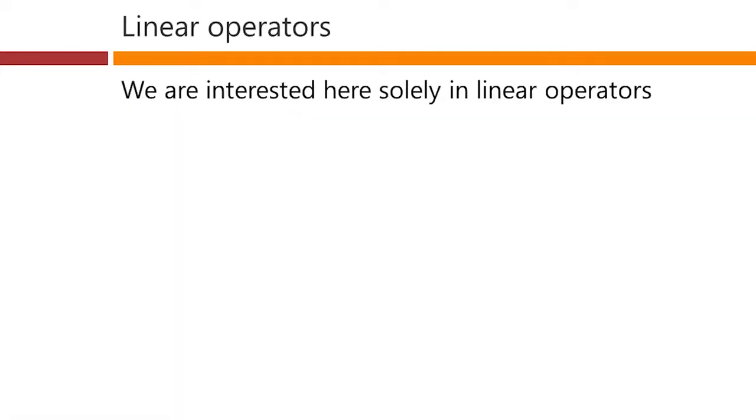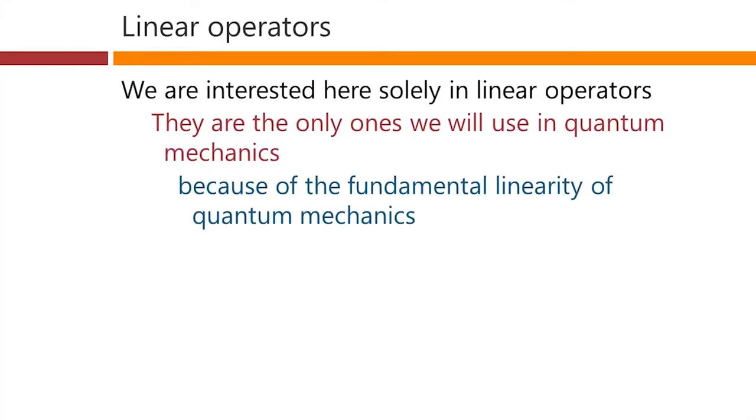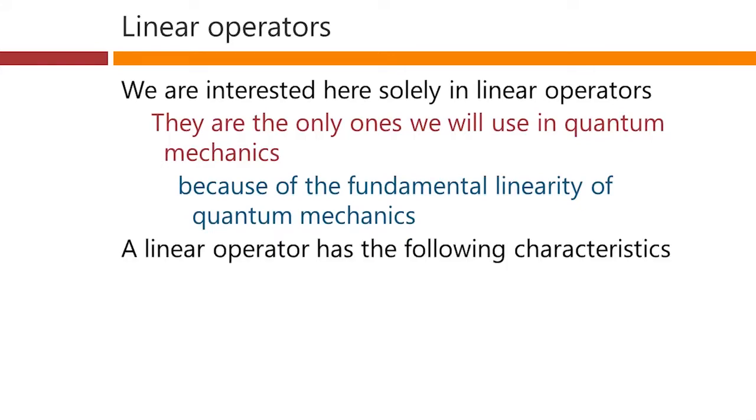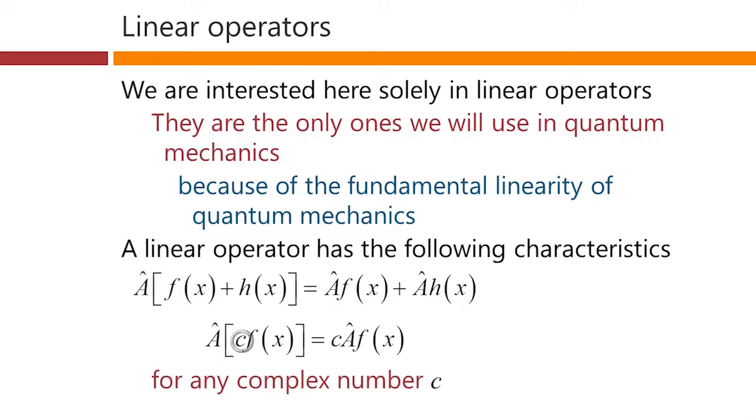Now, we are interested here solely in linear operators. They're the only ones we will use in quantum mechanics because of the fundamental linearity of quantum mechanics. A linear operator has the following characteristics. A operating on the sum of two functions here must be the same as A operating on each function separately and added together. And A operating on some number times a function must be the same thing as the number times A operating on the function, and this should work for any complex number.